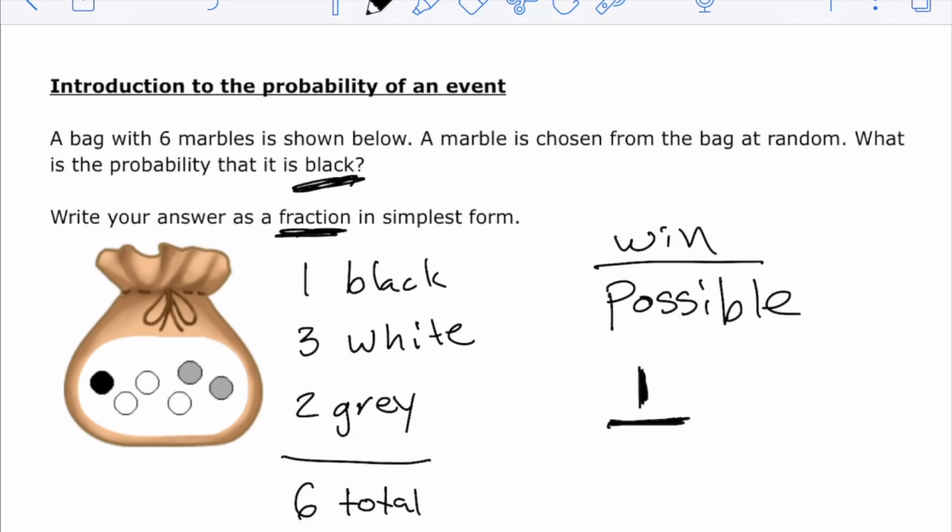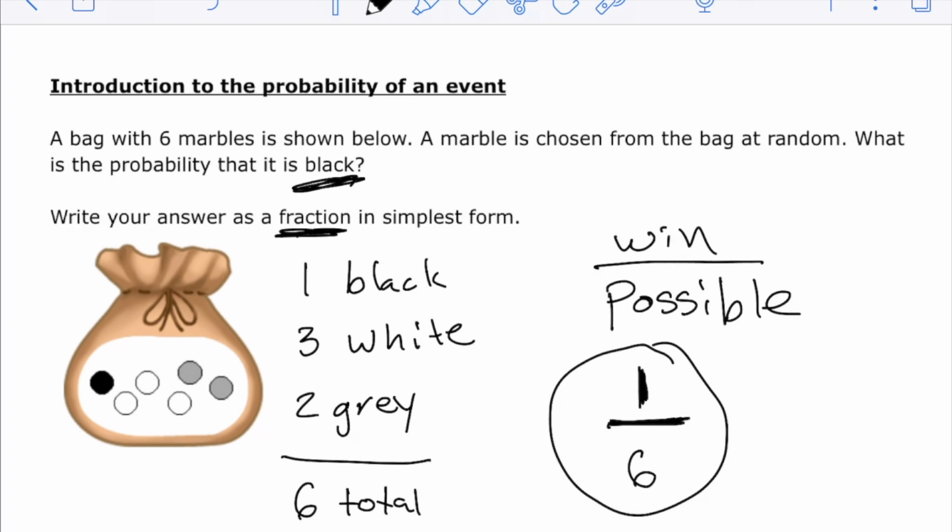Over possible means how many different marbles could I pull out of the bag? The answer to that is 6. There's 6 different marbles in the bag. That's actually our final answer. That's in simplest form. We can't do anything else with that, so we are done.